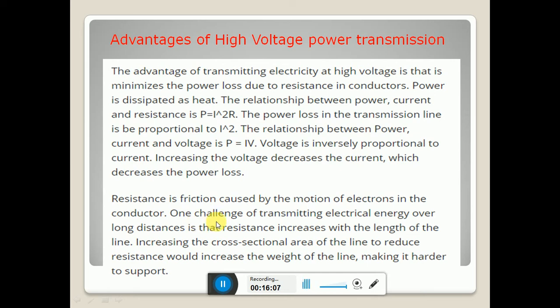Instead of increasing the area of cross section of the cable, the only point we can apply here is that voltage should be transmitted at a very high value.